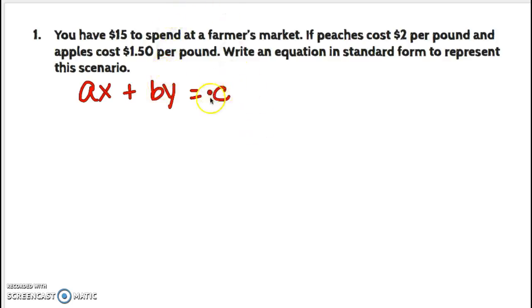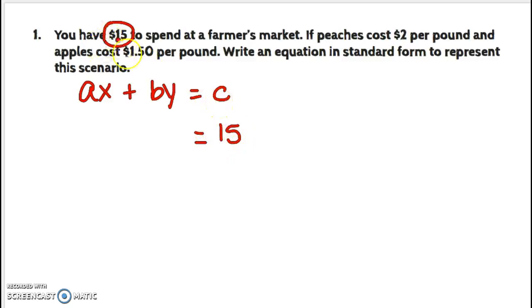Okay, now I want you to think what number is going to go in this c position. What number do you think? Remember, I told you that's going to be your total. So our total here is you had the $15 to spend at the farmer's market. So that's your total.